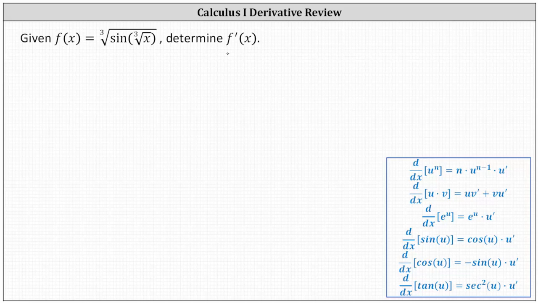Let's first write the given function using rational exponents. We can write f of x as f of x equals the 1/3 power of sine of x to the 1/3. And now again, we do have a composite function. We'll identify the inner function as u. In this case, notice u is equal to sine of x to the power of 1/3.